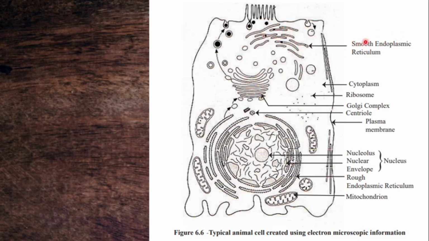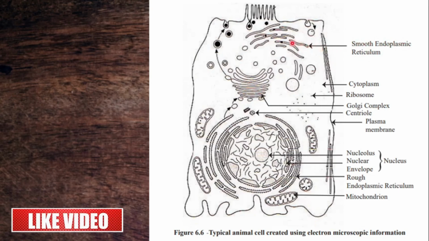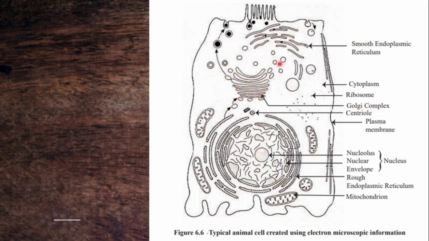Here we have the smooth endoplasmic reticulum. We have the cytoplasm, and here we have small dots. All these are ribosomes. And this complex is called the Golgi complex, and we have the centriole, and we have the plasma membrane. Here we have the nucleolus, and here we have the nuclear envelope.